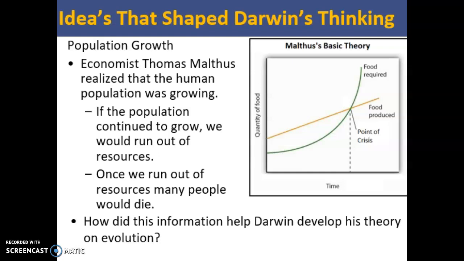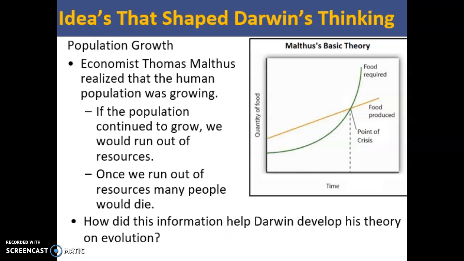This information was very helpful for Darwin because it allowed Darwin to know that there's always going to be a struggle for existence for living things. And what decides which people will survive and which people will die from starvation?